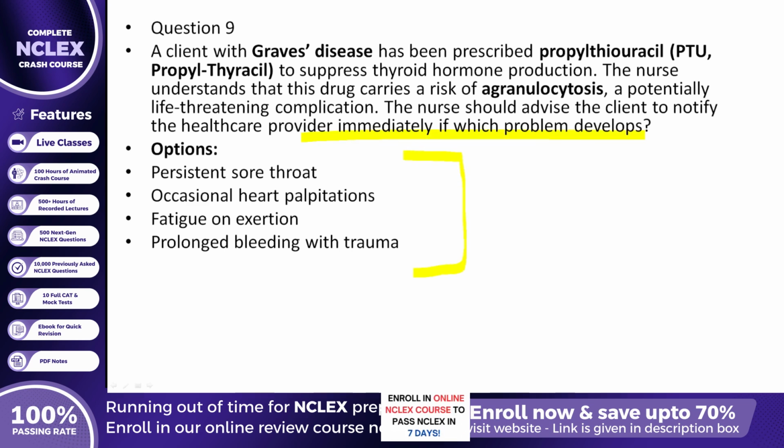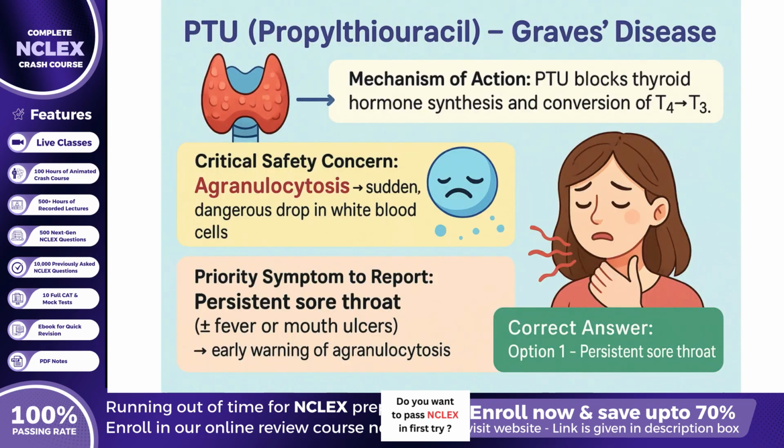Here are the possible options to consider. Option 1, persistent sore throat. Option 2, occasional heart palpitations. Option 3, fatigue on exertion. And option 4, prolonged bleeding with trauma. The correct answer is option 1, persistent sore throat. Now, let us carefully break this down.